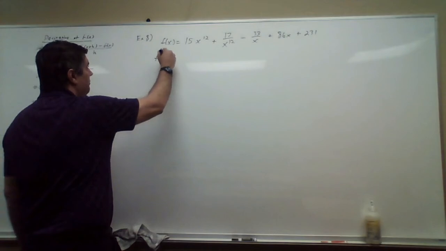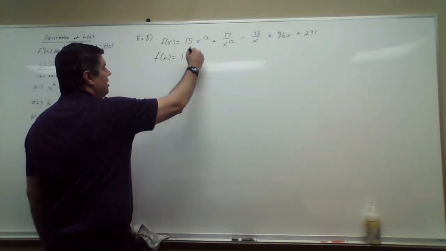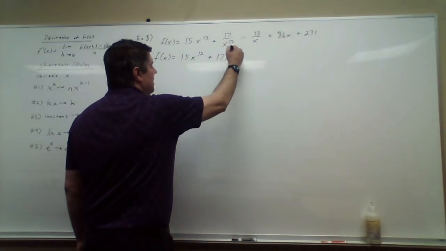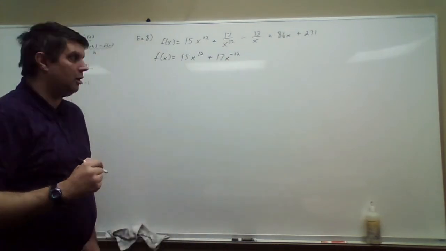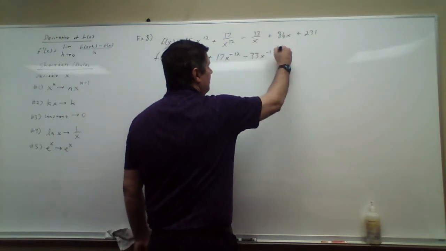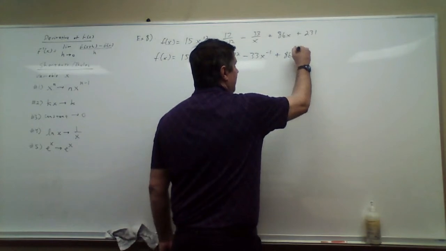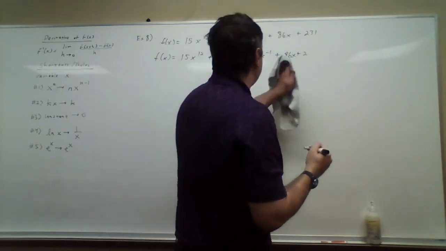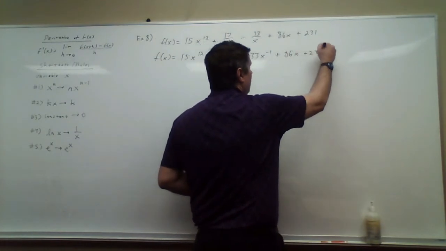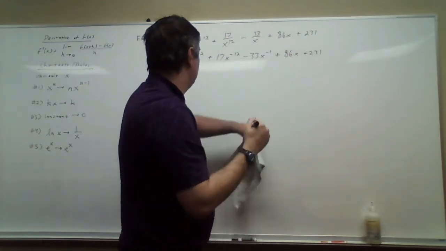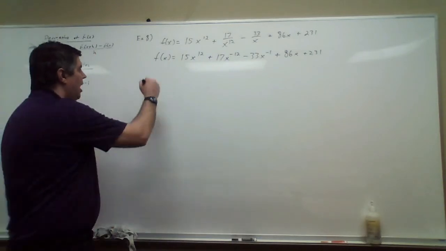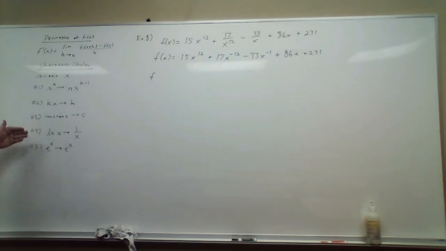Okay? So this one would be rewritten using negative exponents. So 15x to the 12th would be unaffected, but I would replace this with 17x to the negative 12th. Okay? This would be replaced with negative 33x to the negative 1st. This would stay the same, and this would stay the same. So 86x plus 231. Okay. Now, having rewritten this using negative exponents, I will now follow these rules.